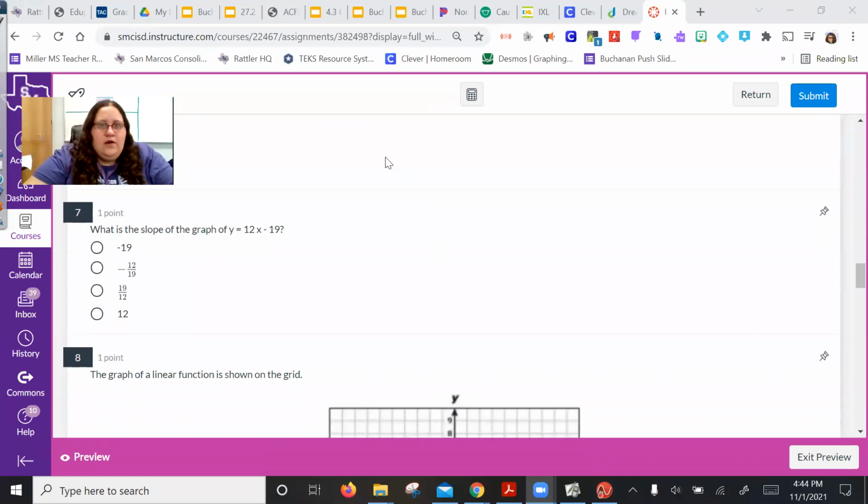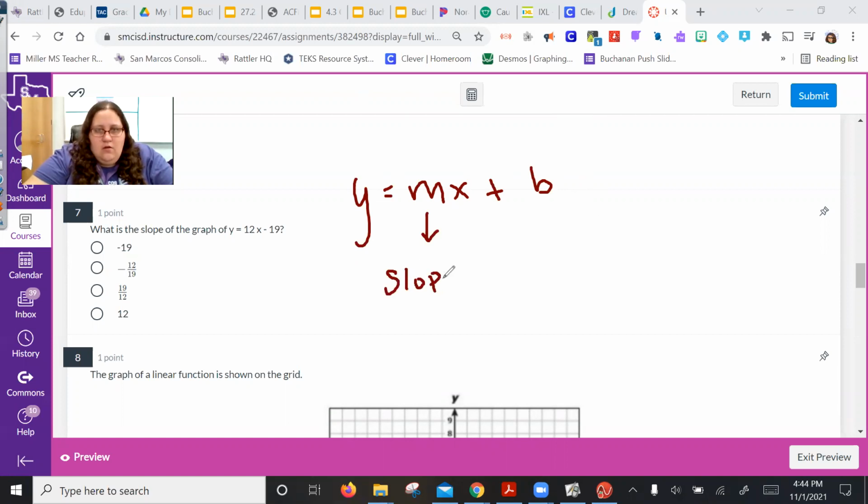Number 7, what is the slope of the graph y equals 12x minus 19? This is literally the easiest question you will ever be asked. You have it on your formula chart. M is always your slope. B is always your y-intercept.